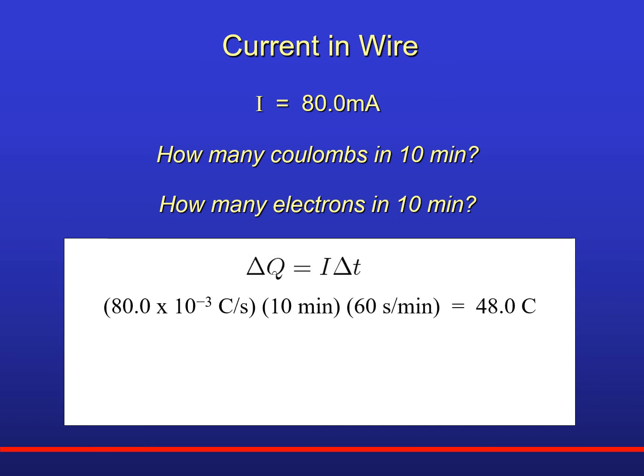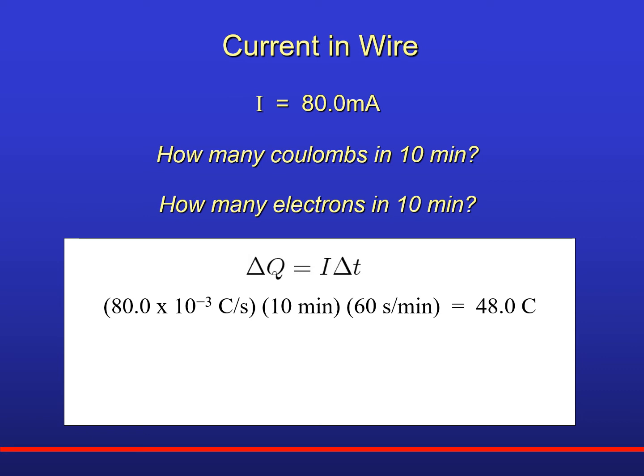So the current I, 80 milliamps, will be 80 times 10 to the minus 3 coulomb per second. 10 to the minus 3 for milli, coulomb per second for the amp. Delta T is 10 minutes. Of course, my current is per second, so I have to convert. And it's always good to use dimensional analysis.